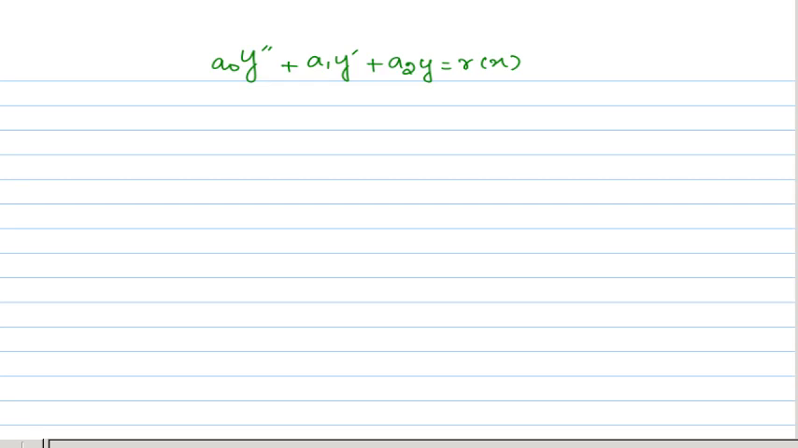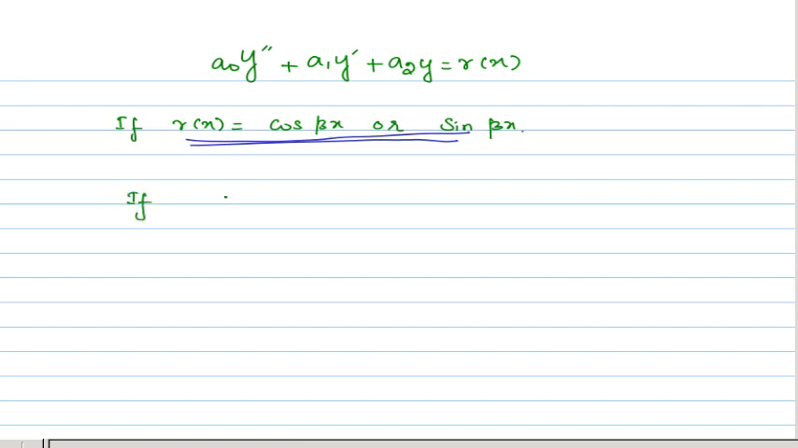In this video we are going to see how to find the particular integral if the given non-homogeneous part of the function is a cosine or sine function. If r of x equals cosine beta x or sine beta x, those cases only we are going to consider in this video.